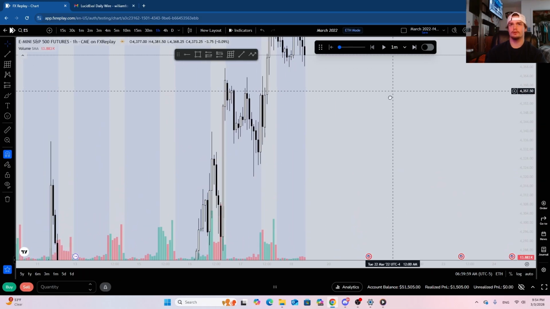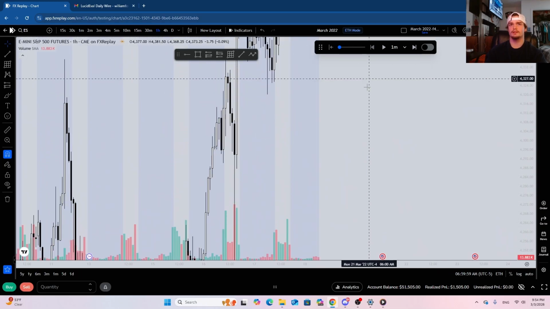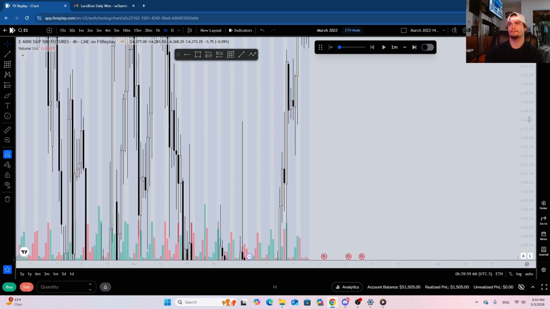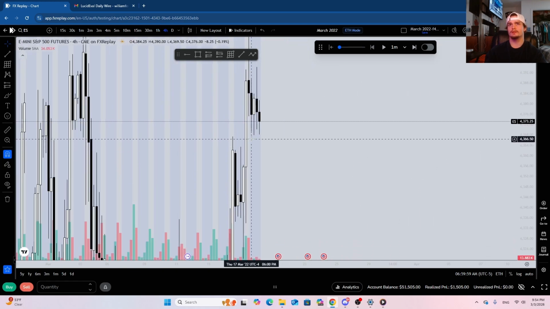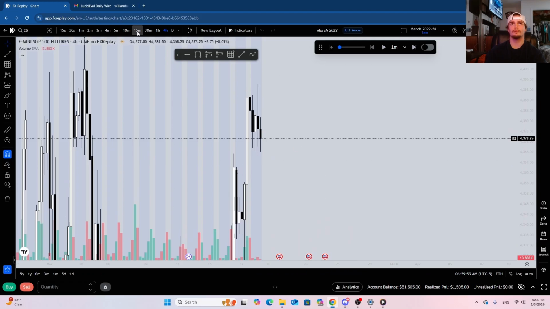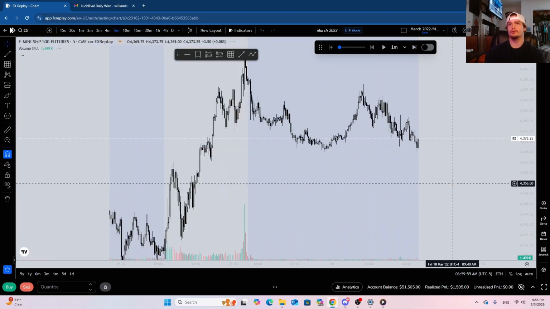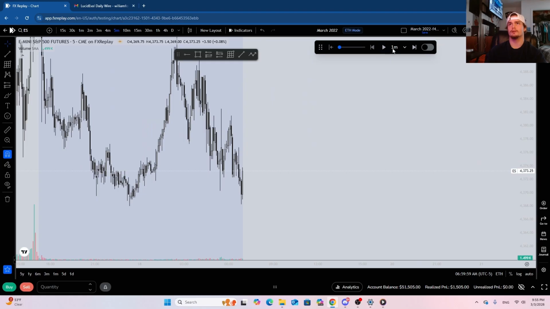Okay, so now we're just consolidating. I'm guessing this next move is going to be another expansion move. We're currently in this 4 hour. I'd like to see both of these lows get reswept. I'm guessing 10 a.m. will manipulate lower. And then we'll get a nice expansion again to the upside.